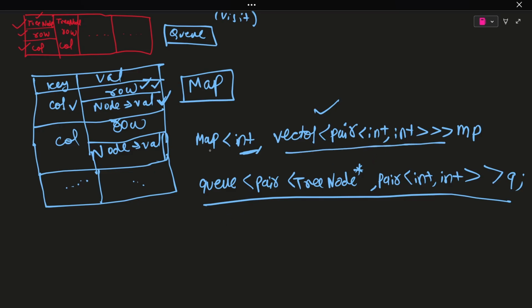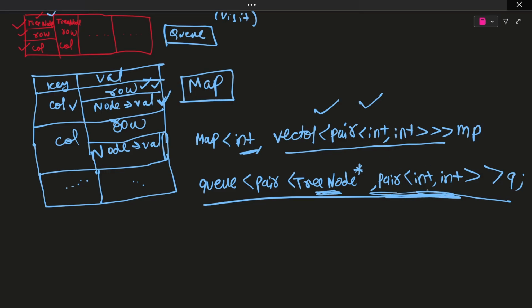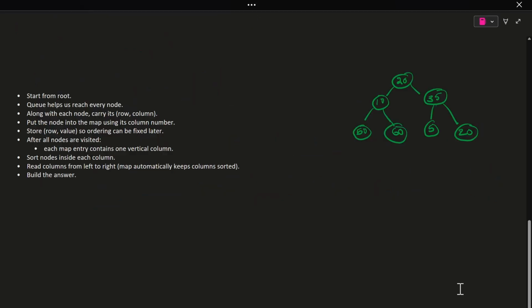And for the queue, when I show you the example, you can understand how this map is stored. In the queue you are going to store a pair of the tree node and a pair of integers, which are nothing but the row and column. Now let us understand how the flow happens. Let us understand the steps first, so that you can understand clearly. These are the steps that you need to follow to get the output.